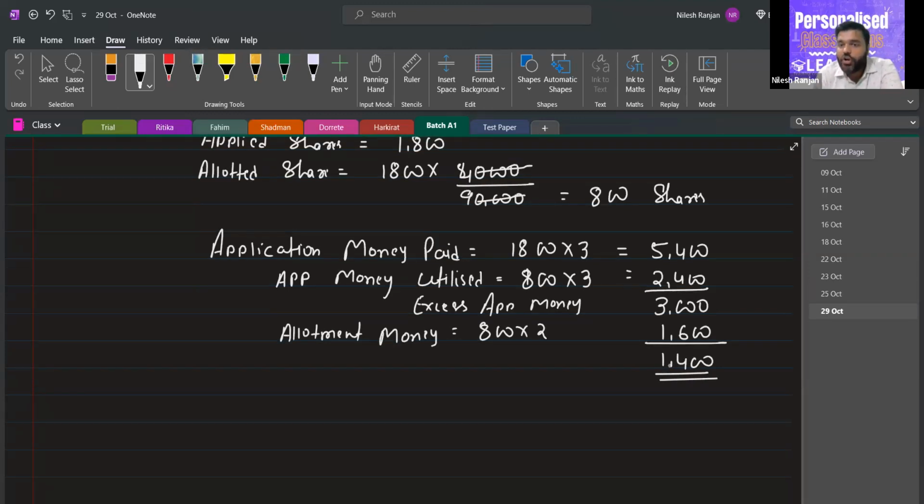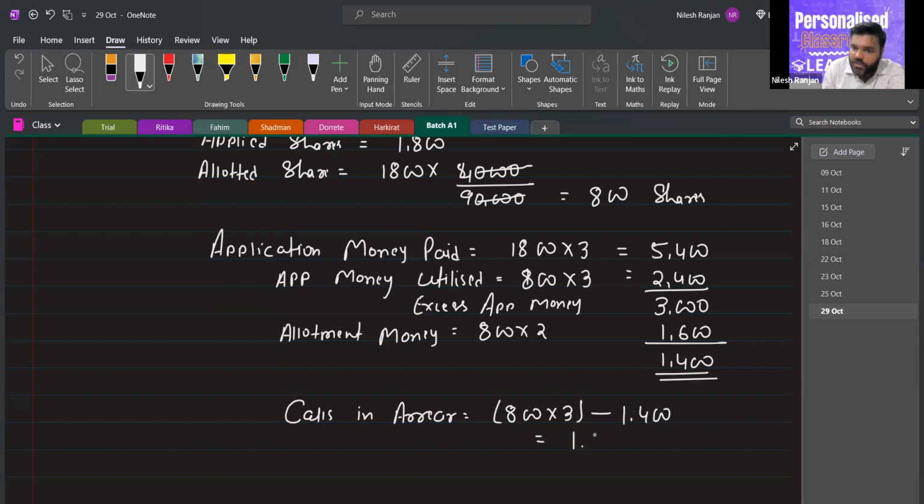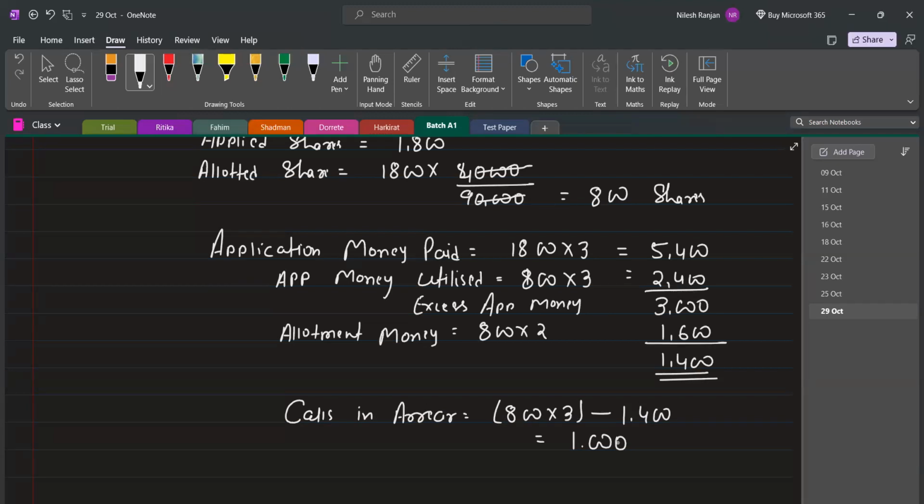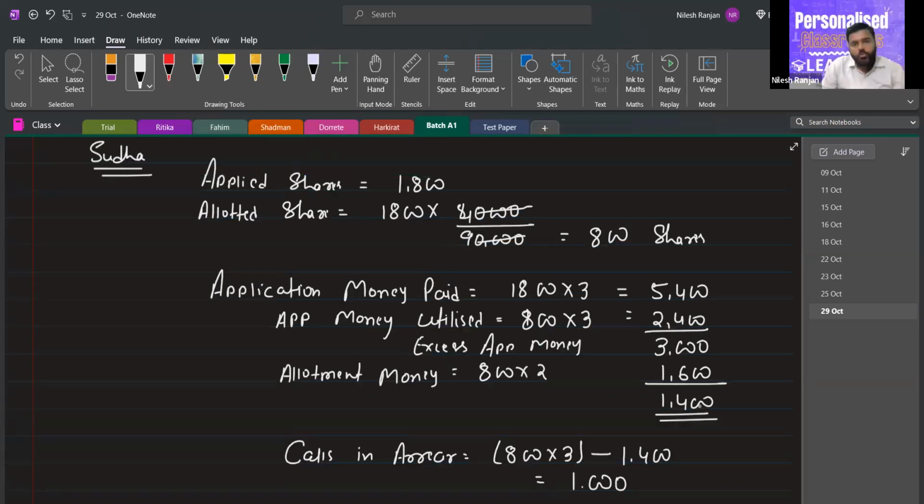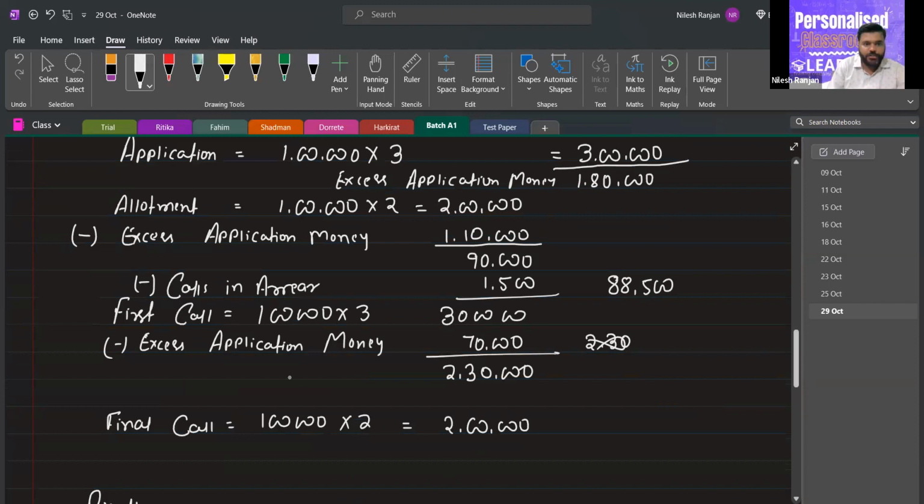Now, she did not pay the first call. So let's find out calls in arrear in first call. So her first call money will be 800 into 3, because 3 on first call, 800 shares. So 800 into 3, 2400 minus 1400 she already paid. So 1000 call in arrear on first call. Okay. Now, how much call in arrear will be deducted here from first call? Tell me.